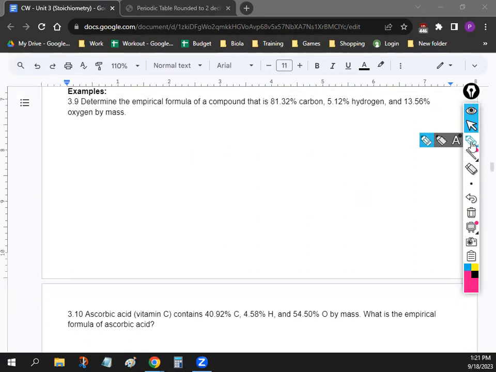So what we want to do first is make sure you guys write this down, because I think this is the easiest way to solve these empirical formula problems. You're going to assume, okay, you're going to assume that the compound is 100 grams. And I'll tell you guys why in just a second, but make sure you write this down. You're going to assume that the compound you're looking for is 100 grams.